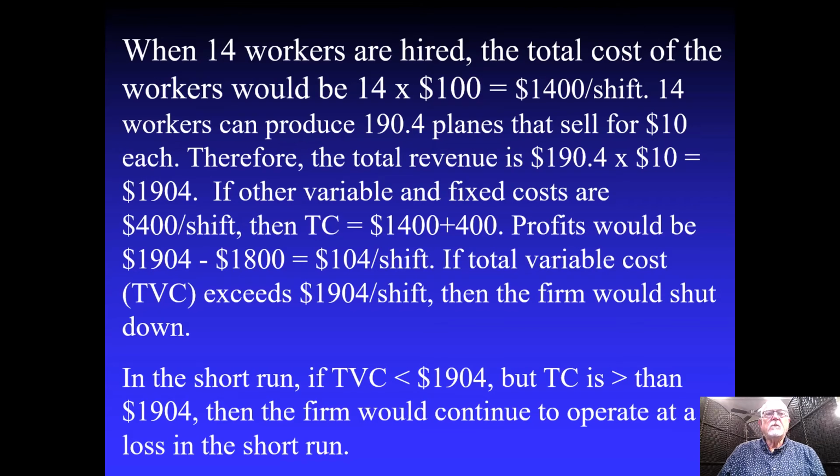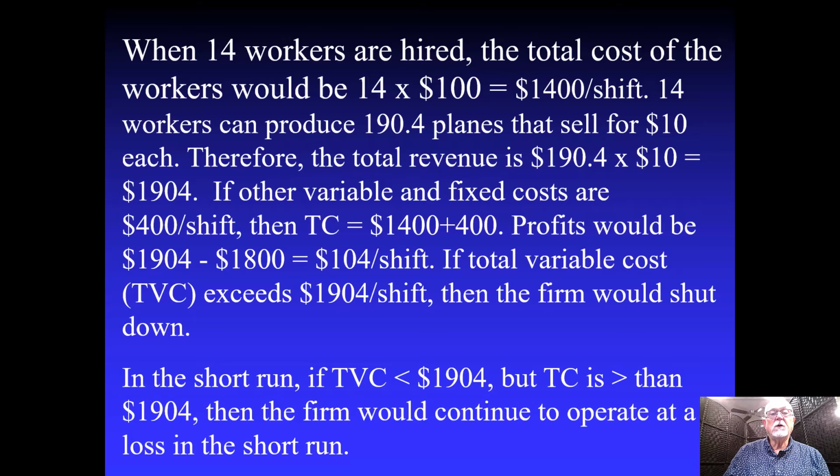And so 14 workers hired, they cost $100 per shift. So the cost for the 14 workers hired will be $1,400. 14 of them hired at $100 a shift. Now, from the total product graph, we can see that 14 workers will produce 190.4 planes roughly. They sell for $10 each, so total revenue would be the 190.4 times $10.